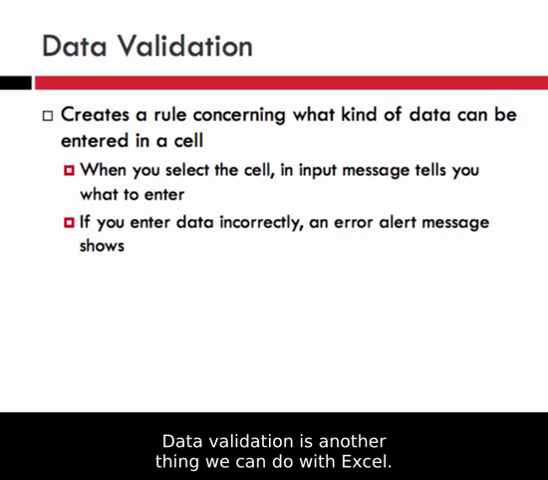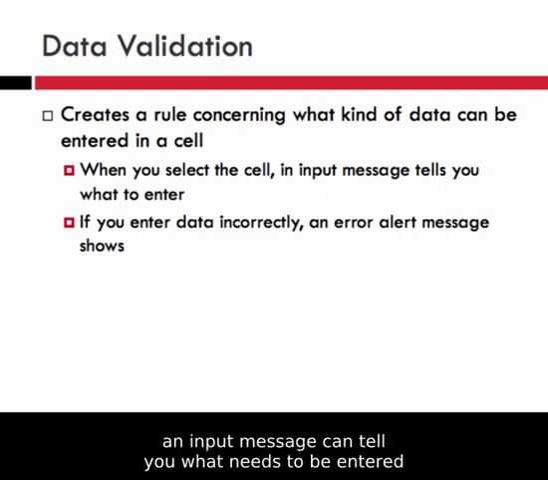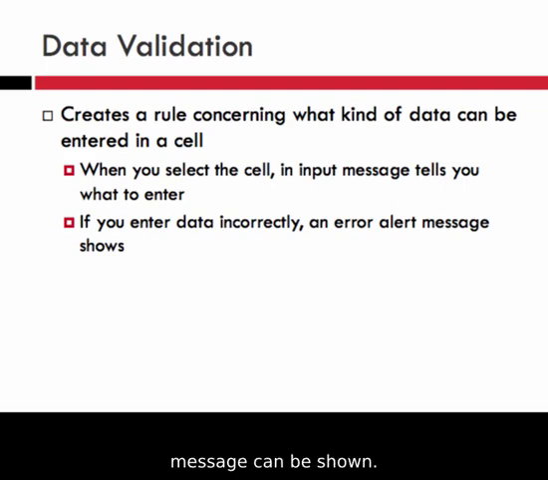Data validation is another thing we can do with Excel. It allows us to create rules for what kind of data can be entered into a cell. When you select the cell, an input message can tell you what needs to be entered, and if you enter in something incorrectly, an error alert message can be shown.